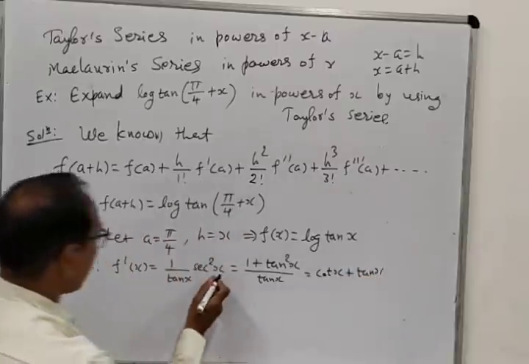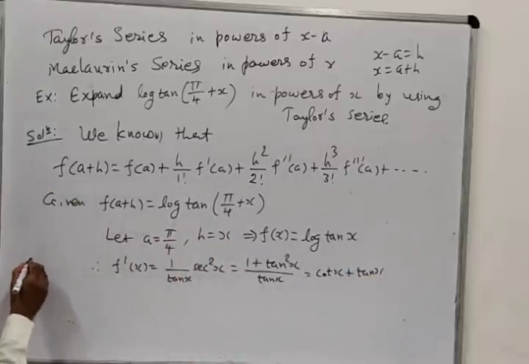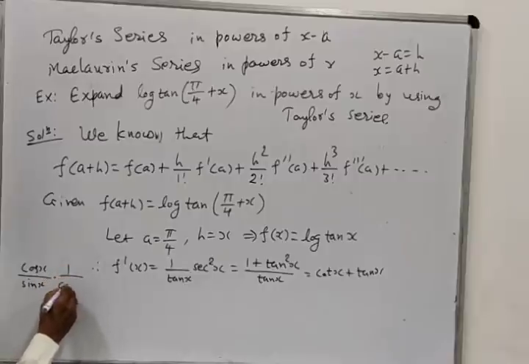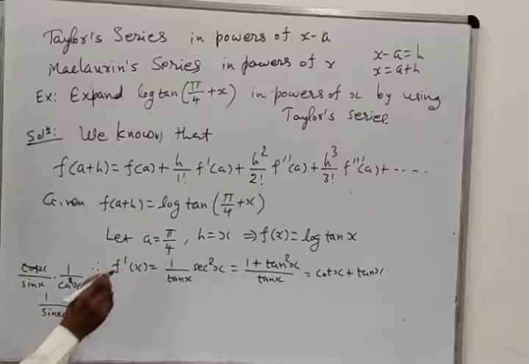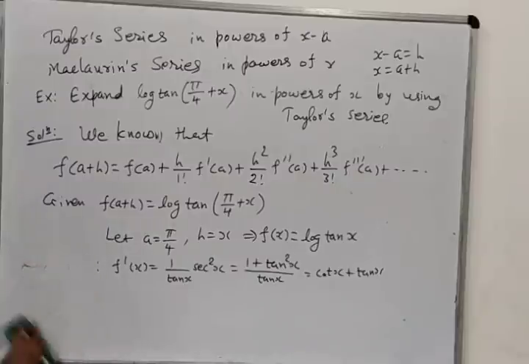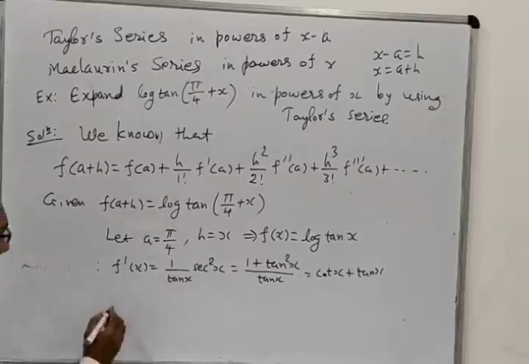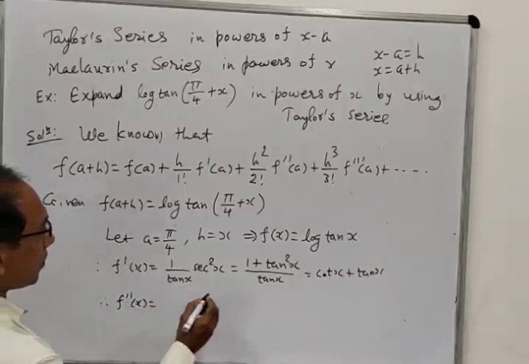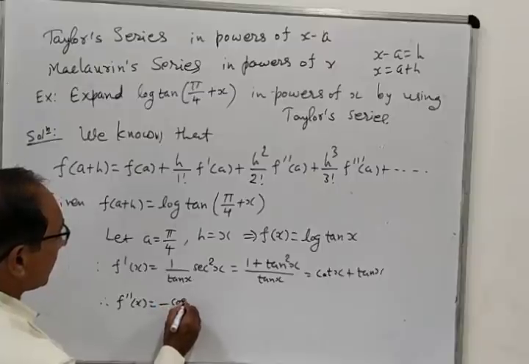Or else you can also simplify this. Tan x is sin x upon cos x, and sec squared x is 1 upon cos squared x. So these two will be cancelled, giving 1 upon sin x into cos x. In this way also you can find the derivative. Then we will find the second derivative. F double dash x equals cot x has the derivative minus cosec squared x.